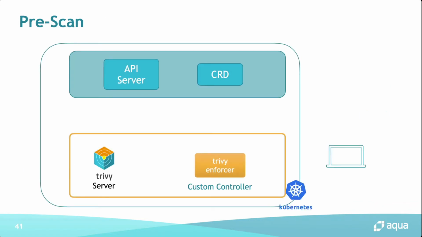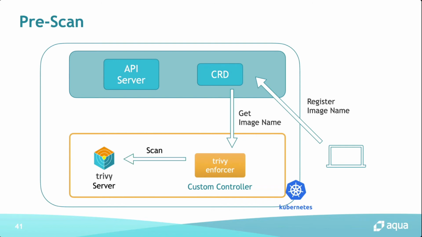At first, a user registers an image name they want to deploy as a custom resource. Trivy Enforcer watches the custom resource as a custom controller and fetches the image name. Then it sends the image name to Trivy server for vulnerability scanning. Trivy server returns the result, and finally, Trivy Enforcer updates the custom resource with those vulnerabilities. The scan result of the image must exist before you try to deploy it.